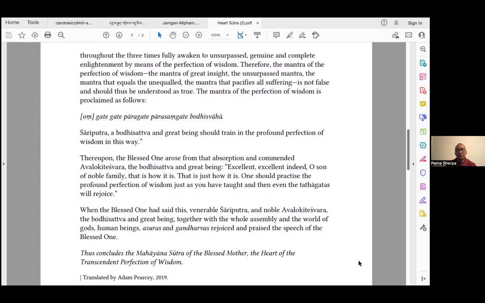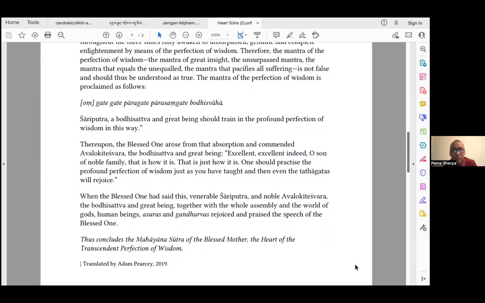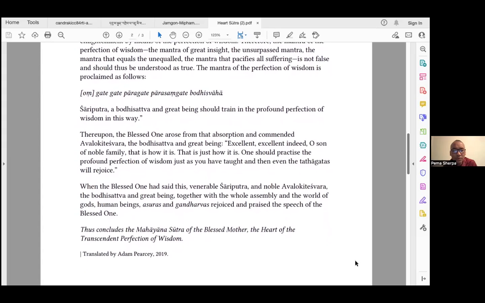Om Gate Gate, Paragate, Parasamgate, Bodhi Svaha. Shariputra, a bodhisattva and great being, should train in the profound perfection of wisdom in this way.